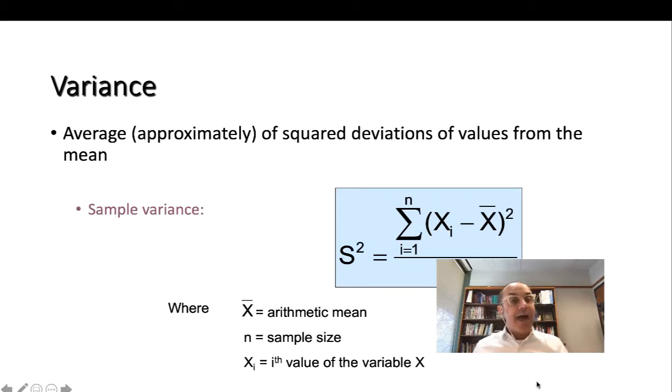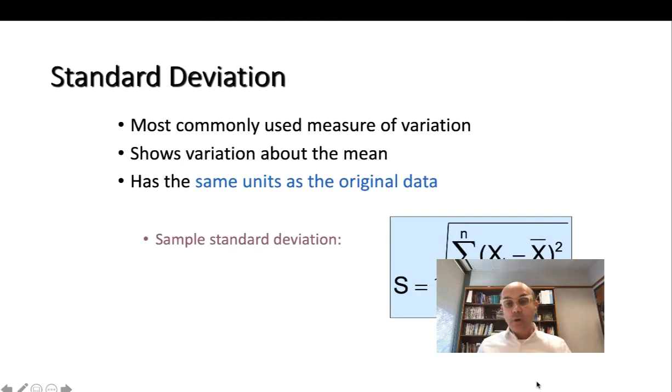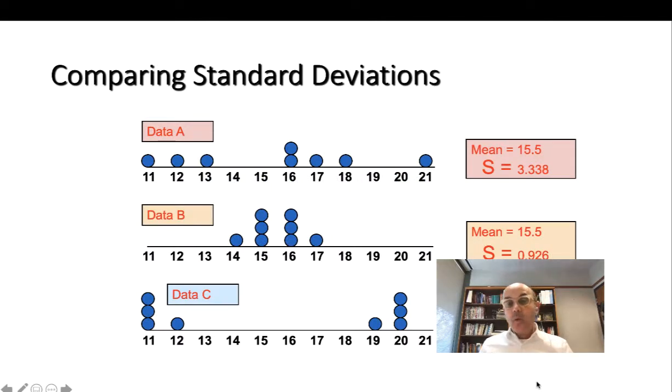The next is variance, which is the average of the squared deviations of the values from the mean. The formula is quite simple. We then take the square root of this formula in order to calculate the standard deviation. So we have the mean, the sample size, and the values of the variables. This is how we find the standard deviation and what it gives us.